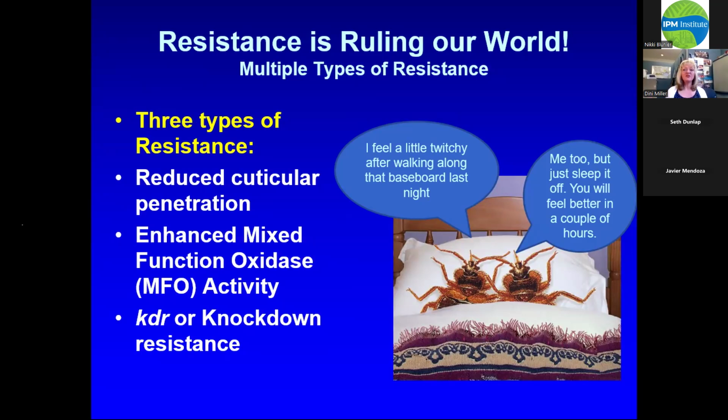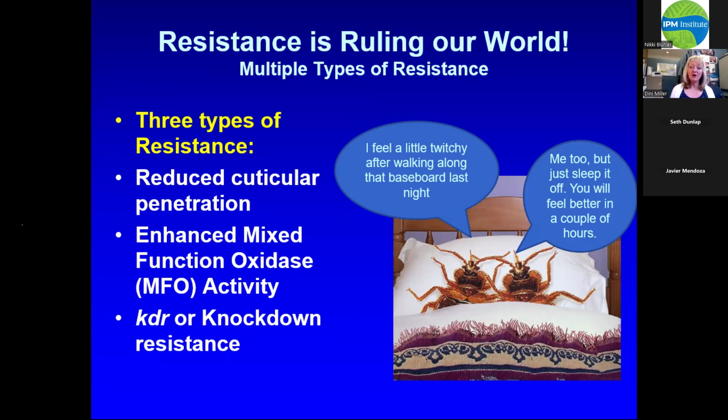Then enhanced mixed function oxidase activity. What the heck does that mean? Some of these bed bugs that we have selected for have so many enzymes in their body that they may fall down and lay on their backs after they've been sprayed by the insecticide, but then they get up 4 hours later and shake it off because they can recover from it because the enzymes will break down the toxicants.